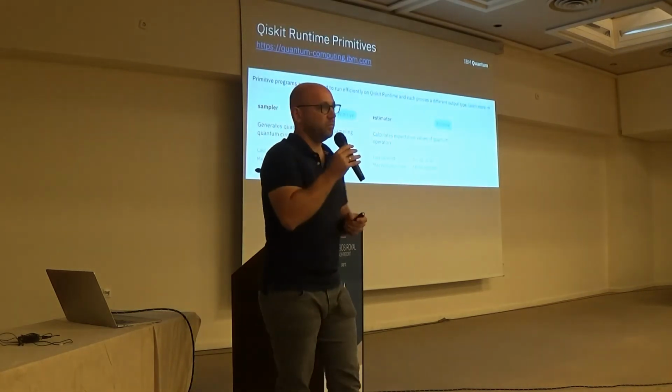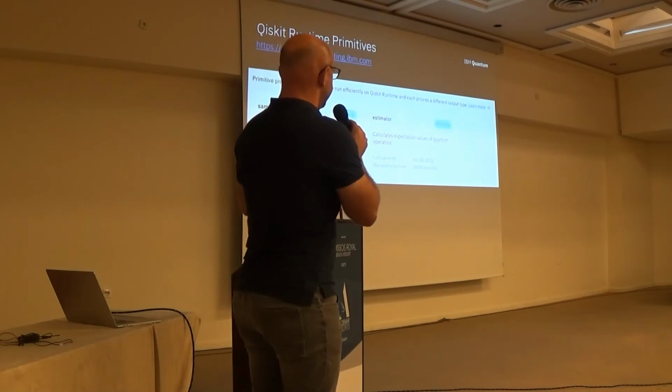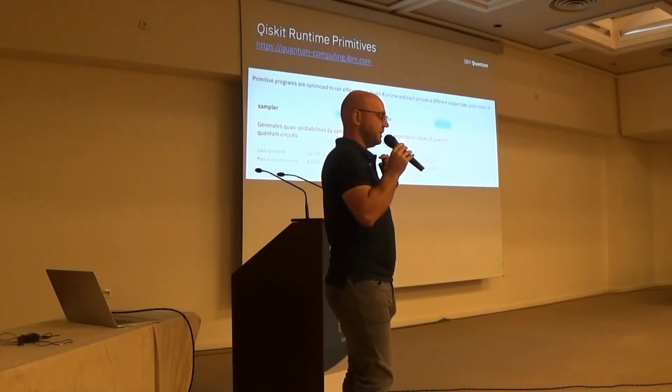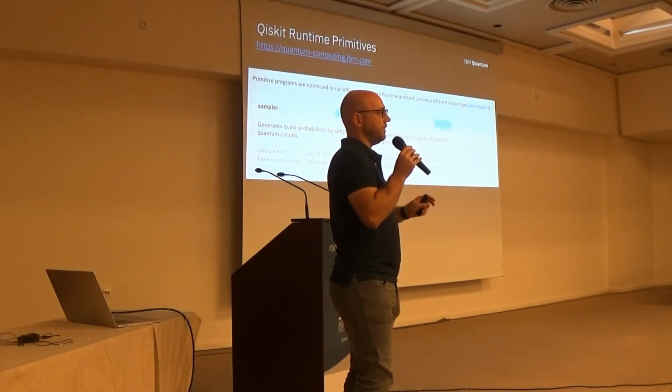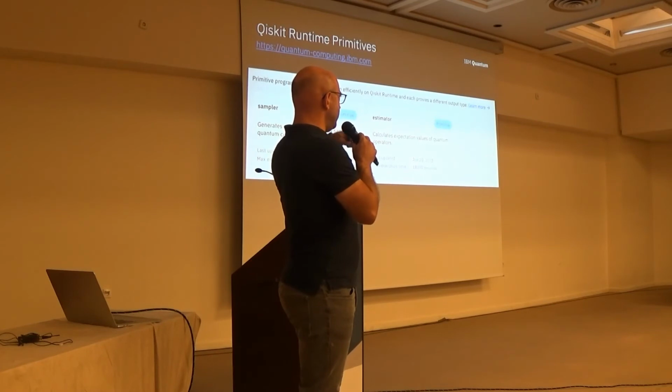And at the moment we have 2 primitives. They're already available, you can use them. We have the sampler and the estimator. And it goes a little bit in the direction of the programming model question that we had this morning. Because this is now adding a new layer of abstraction.